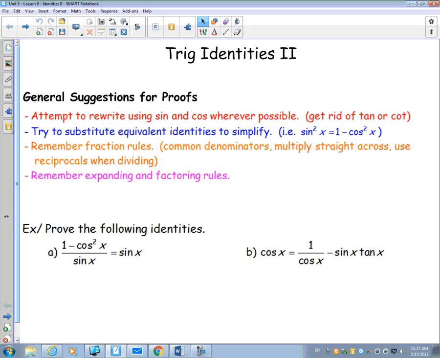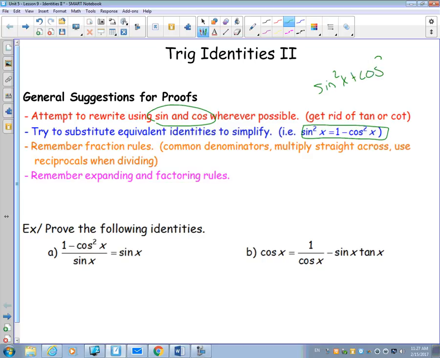Okay, suggestion number one is try and use sine and cos whenever possible. So get rid of tan, get rid of reciprocals, get rid of those things. Try to use equivalent identities. Our two most popular ones are sine squared plus cos squared equals 1, and remember it can be rearranged. And the other one that we like lots of times is to come across tan as sine over cos. And those are our two big ones.